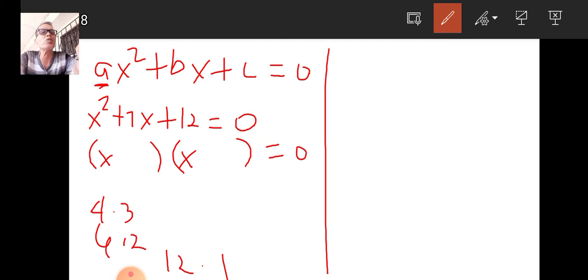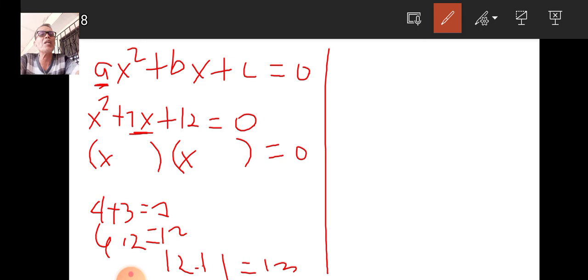You are going to add and subtract in order for us to get the middle term. Since 12 is positive and the middle term is positive, all the factors of 12 must be positive. So you are going to add: 4 plus 3 equals 7, 6 plus 2 equals 8, 12 plus 1 equals 13. 12 times 1 is 12, and 12 plus 1 is 13.